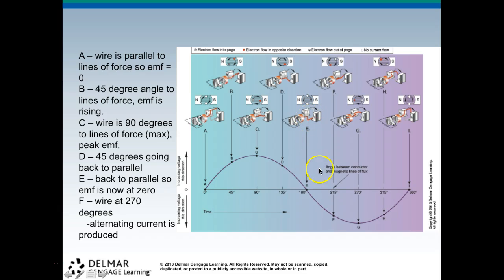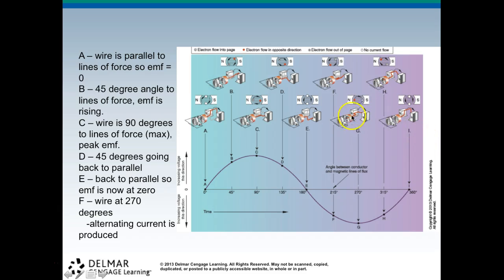And then if it keeps going back around, so we're at a 215 degree. For F, you can see the wire is at 270 degrees. I'm sorry about that. It's actually at 215. G, it's at 270, so that's maximum. And then it heads back.